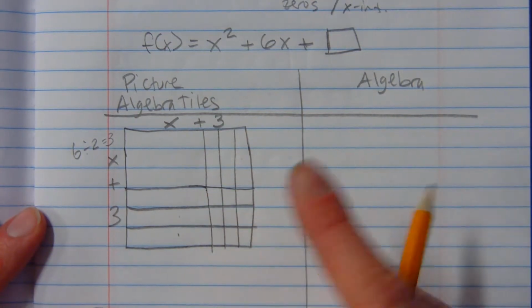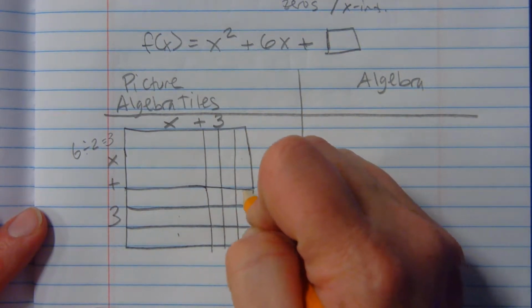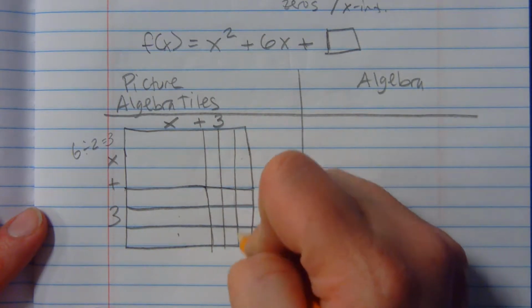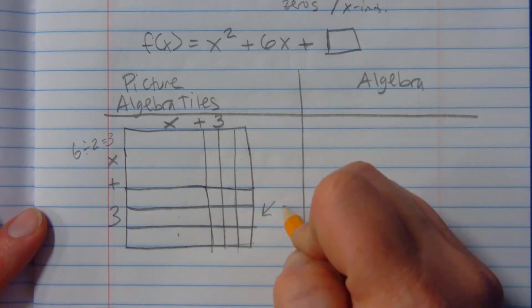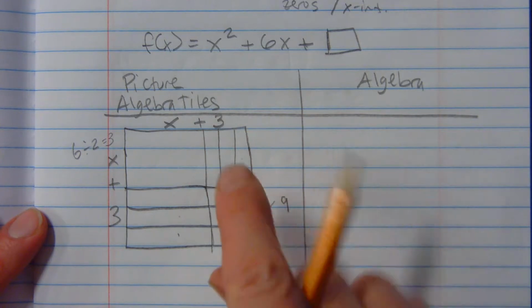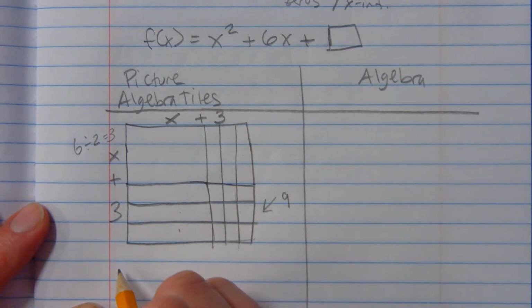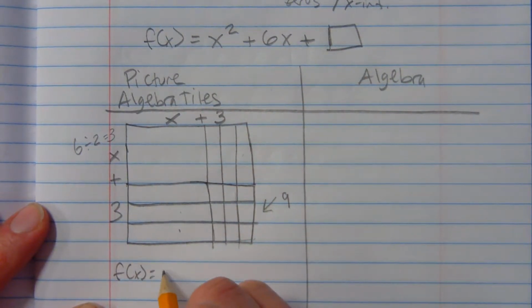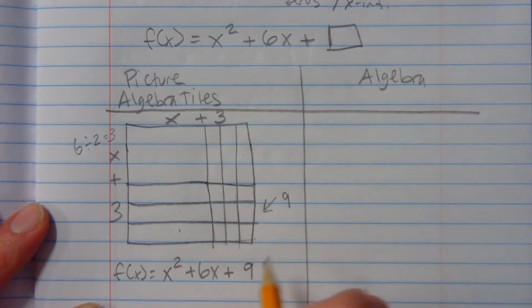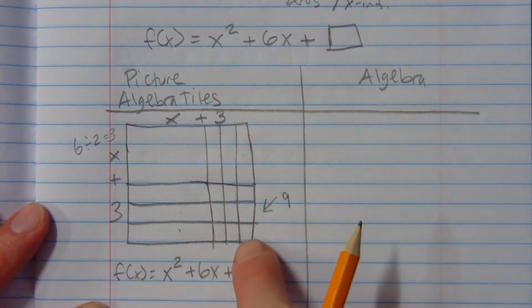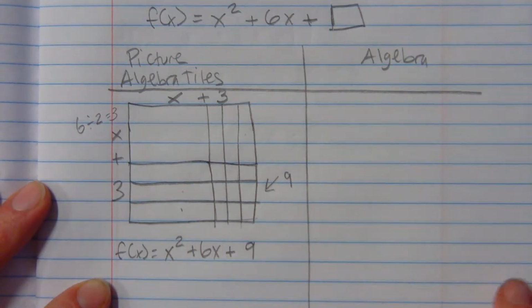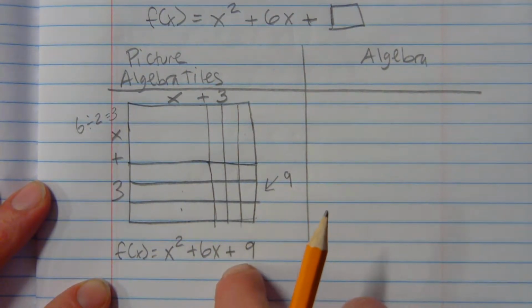So to make that perfect unit, this is what I'm wondering. What is this square? How many of those little pieces do I have? So I have 9 of them. So then this becomes, if I plug it in, x squared plus 6x plus 9. So that's my perfect square. And the whole point of this is to know what that was.